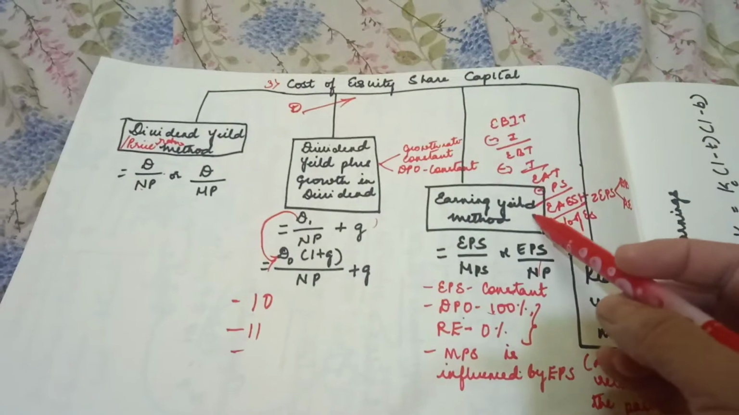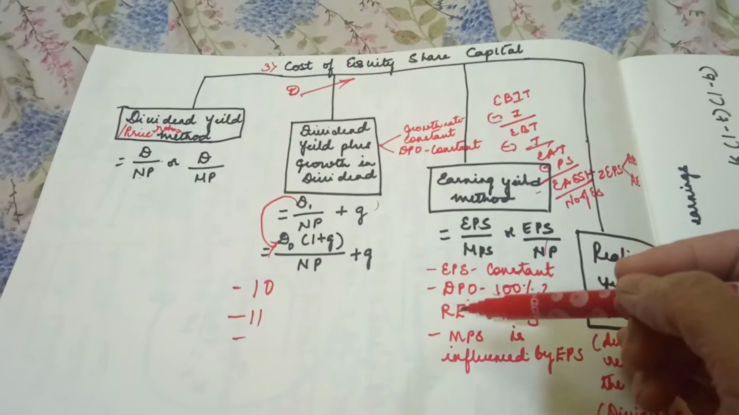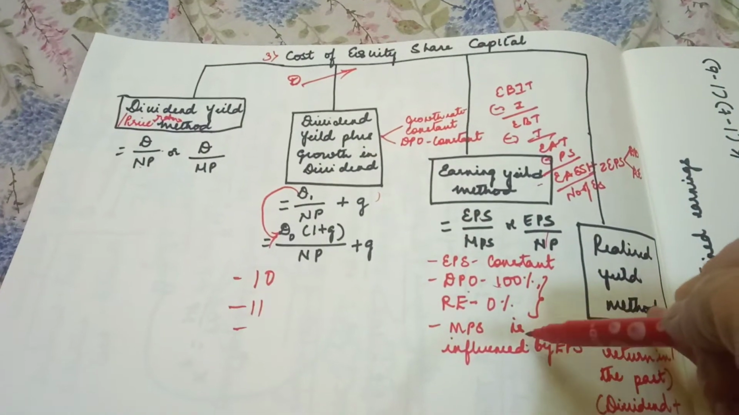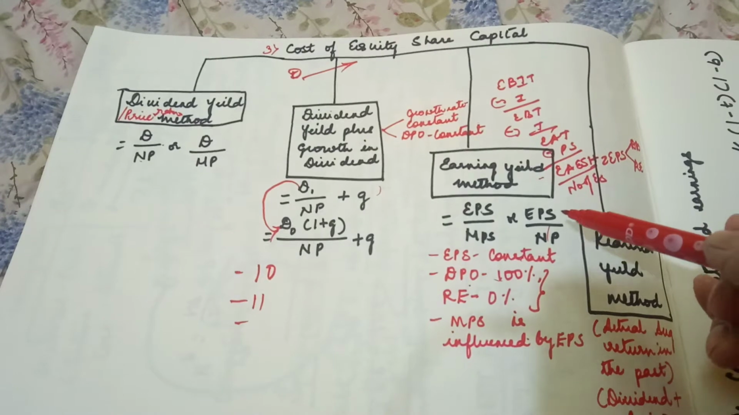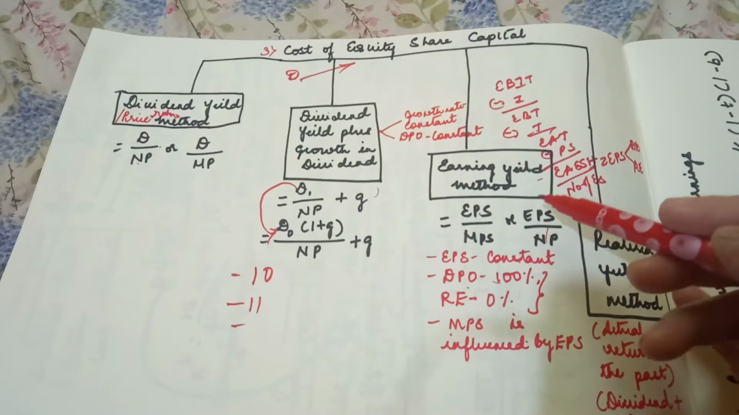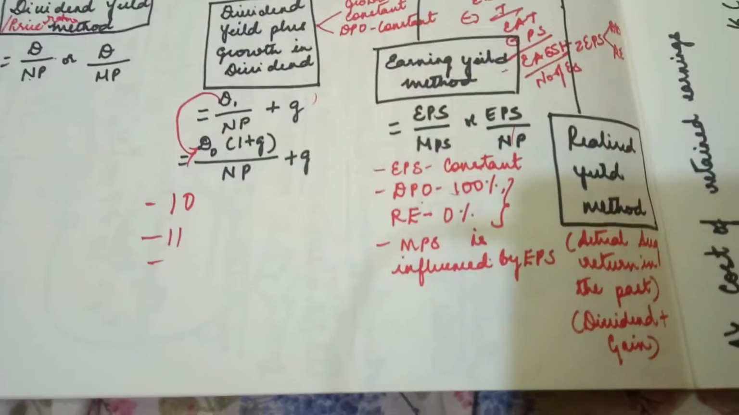So we were discussing the earnings yield method. As you are getting all your earnings as dividends, definitely your share price also is impacted by that. Therefore EPS divided by MPS, or EPS divided by NP, is taken for the earnings yield method.